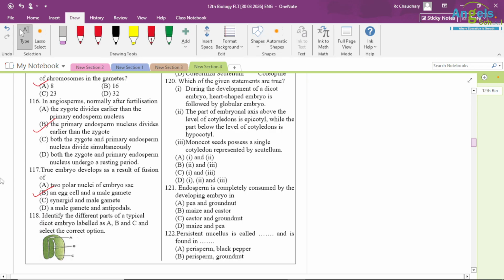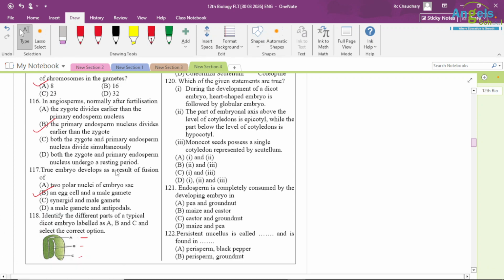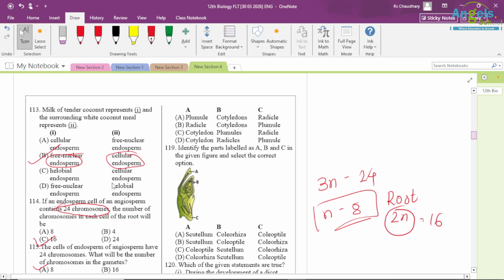Question number 118. In the given diagram, you have to identify A, B, C. So A is plumule, B is cotyledon, and C is radicle. Okay, so option A is correct. Question number 119. Again, you have to label the diagram. So A is scutellum, B is coleoptile, and C is coleorhiza. So again B is correct.